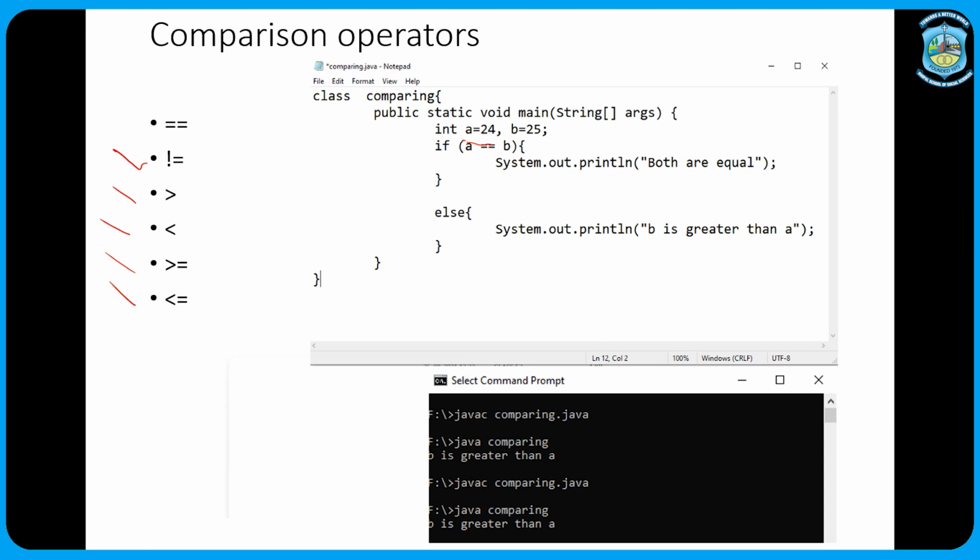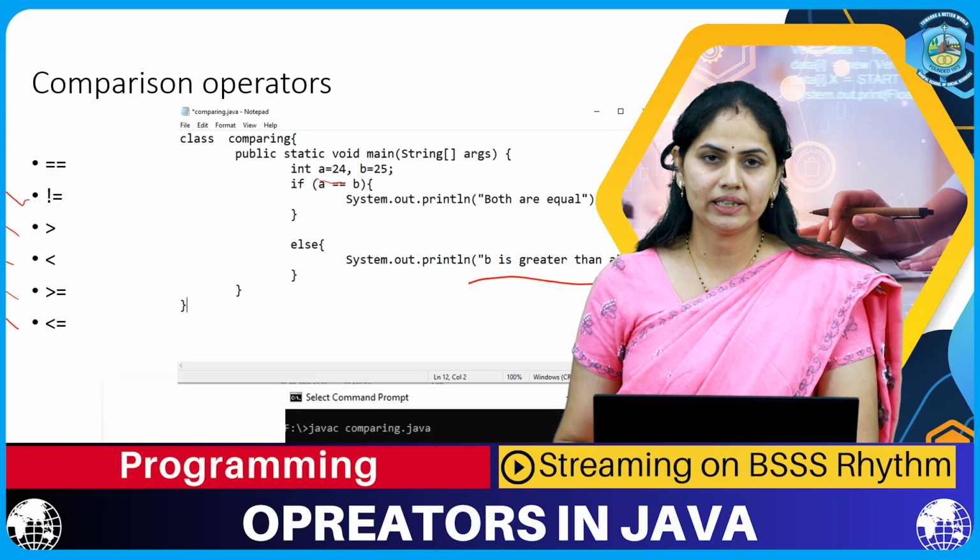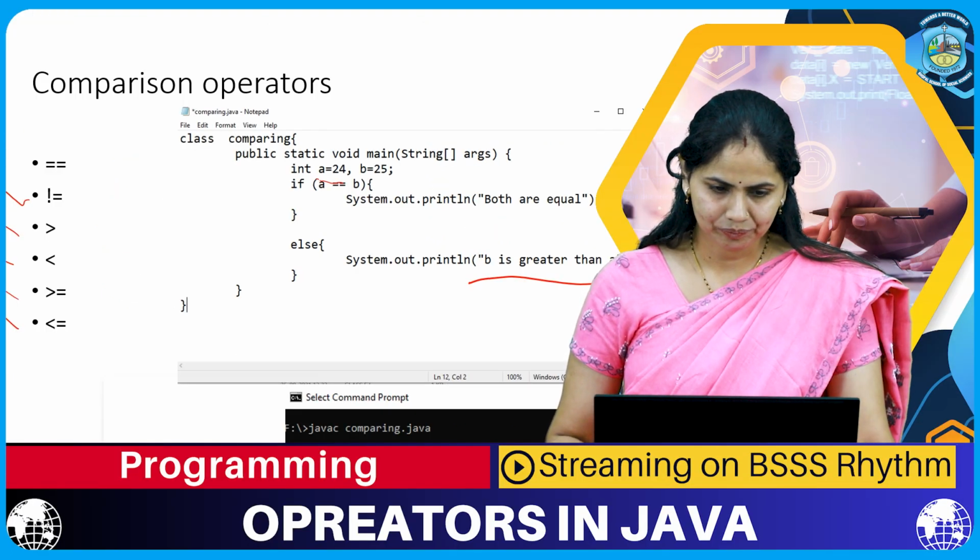As you can see here, values are not equal. 24 is not equal to 25. So, our output should be of the else part. B is greater than A. So, here is the output. You can see B is greater than A.